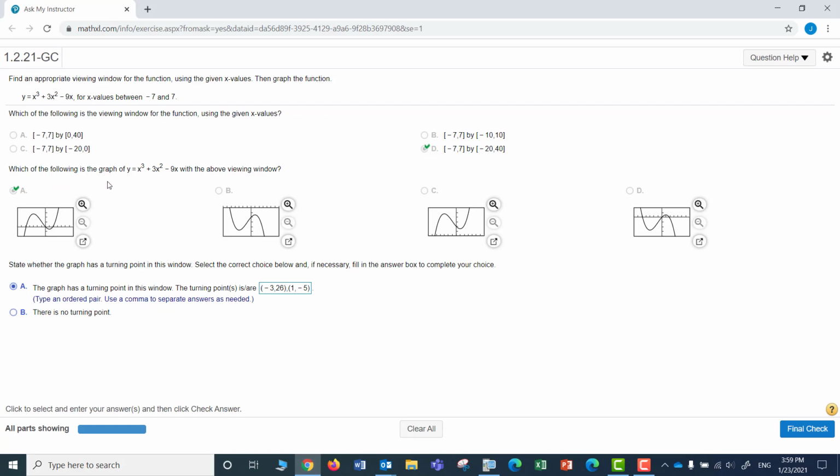What you can do is adjust the view window setting, just like in the previous parts of this question. Here, the viewing window is from -7 to 7 for x values, and for y values it is from -20 to 40. Also, if you observe the answers here, you can see the y is in tens as its unit.